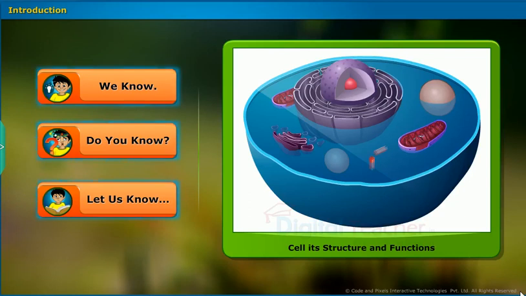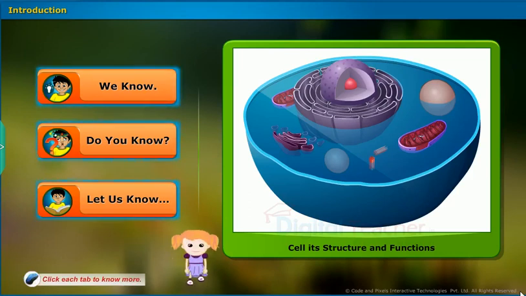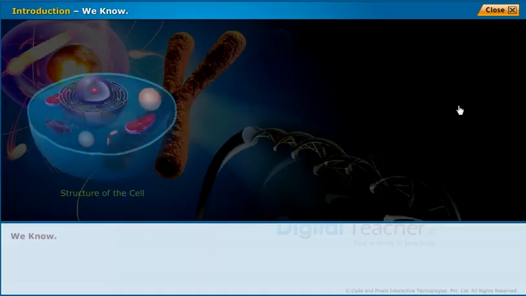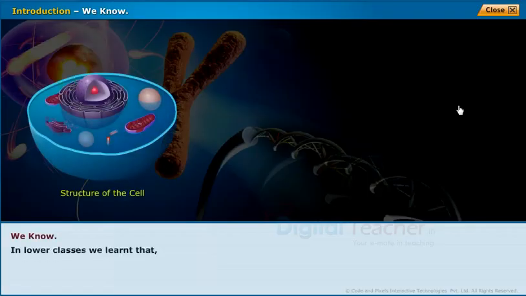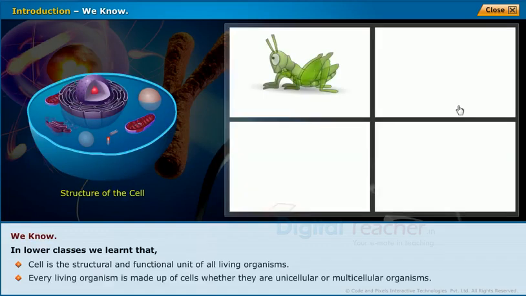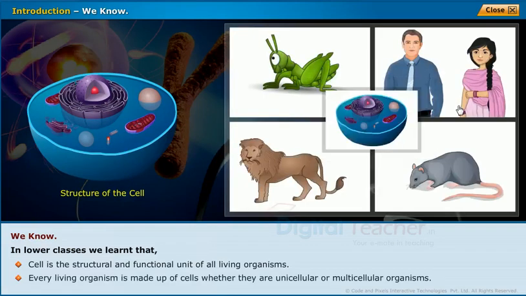Introduction. Before entering into the chapter, follow the instructions shown on the screen. Click each tab to know more. In lower classes, we learned that cell is the structural and functional unit of all living organisms. Every living organism is made up of cells, whether they are unicellular or multicellular organisms.